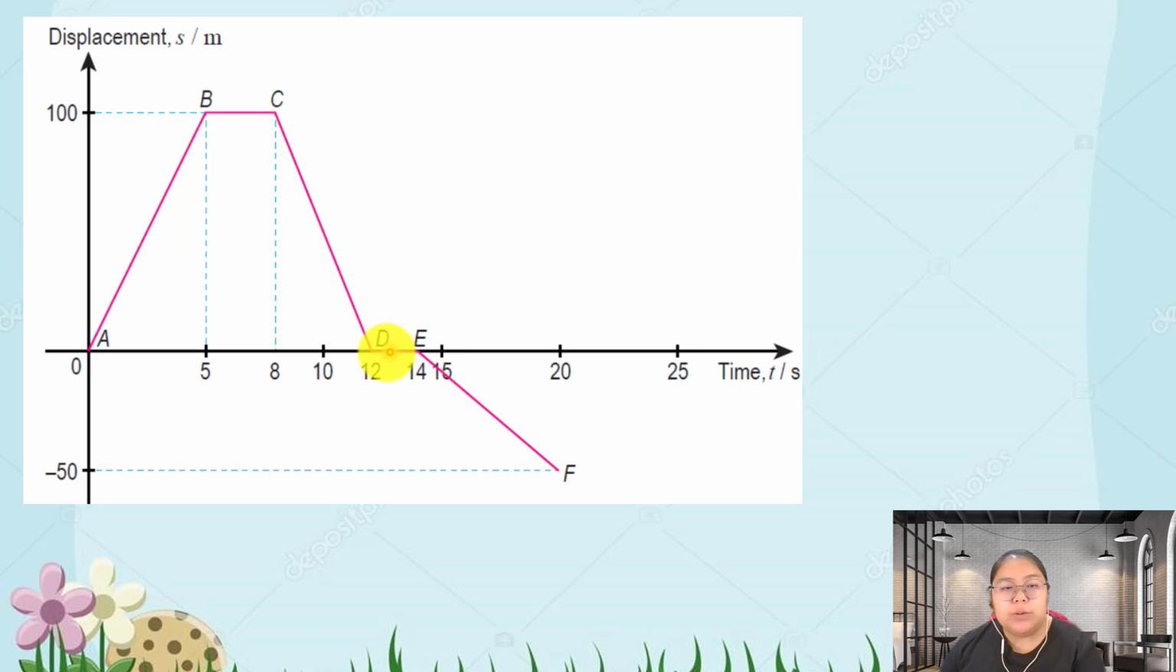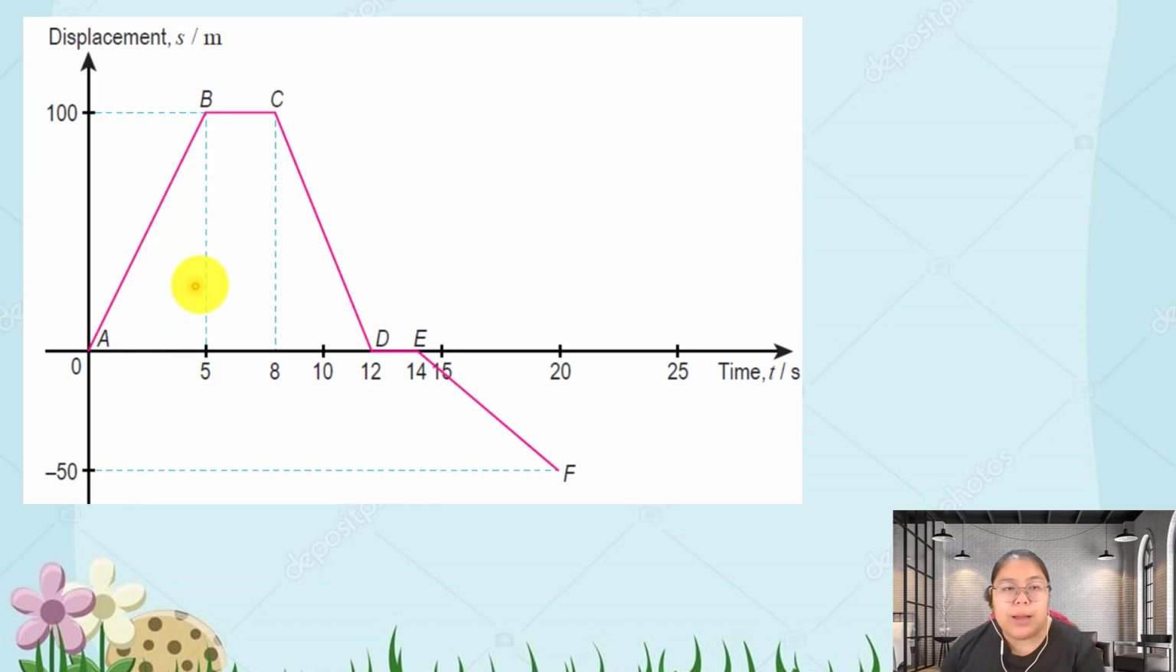Okay, D to E, what happened? D to E is a rest. They don't have any movement. How long does it take? It takes 2 seconds. Now E to F, they move from 14 until 20, which is 6 seconds. They move in the opposite direction for negative 50, which means they turn back.